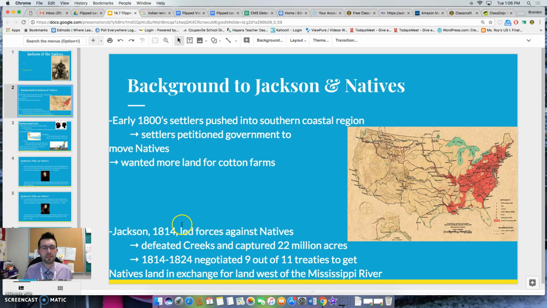In 1814, Andrew Jackson led forces against the natives. He defeated the Creeks and captured 22 million acres. 22 million acres. Between 1814 and 1824, Jackson negotiated 9 out of the 11 treaties between the American government and the Native Americans. These treaties were to get natives' land in exchange for land west of the Mississippi River, which is what we know as the Great Plains.